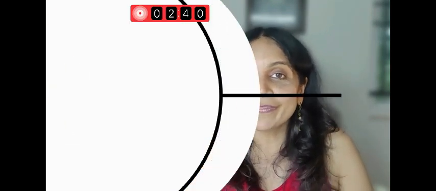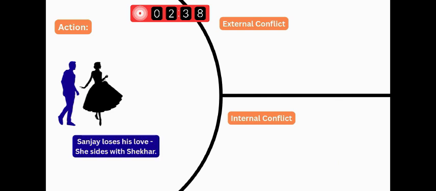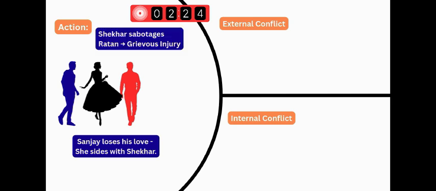In the Rising Action 3, however, Sanjay comes to know that she does not love him for who he is. Instead, she mocks him and sides with Shekhar. Sanjay feels highly humiliated and furious. But on the other side, Shekhar actually sabotages Ratan. He meets him in the morning where he practices and gets into a fight with him in which he falls off a cliff and is grievously injured.